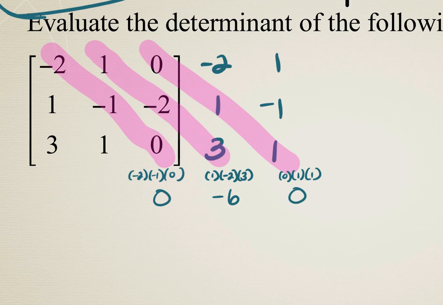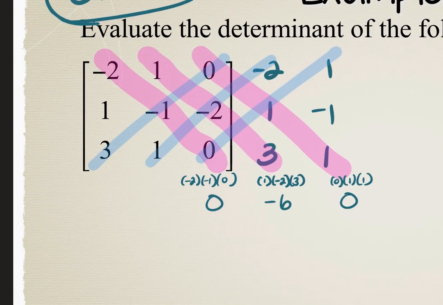Then I go back the other direction, and I multiply those diagonals. 0, negative 1, 3, 0. Negative 2, 1, 4. And 1, 1, 0, 0.